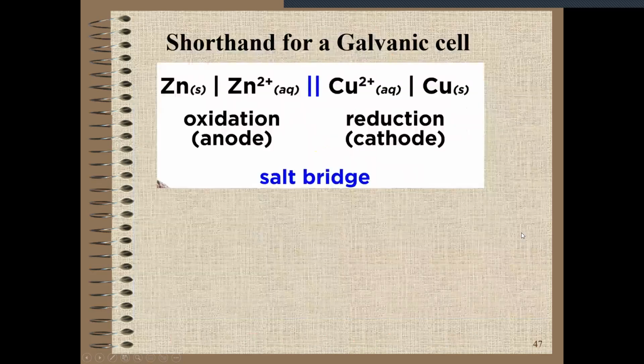And then we have the shorthand. It's easy. This little double line here is the salt bridge. This is the oxidation cell. Zinc is the anode. This is the reduction cell. And copper is the cathode.